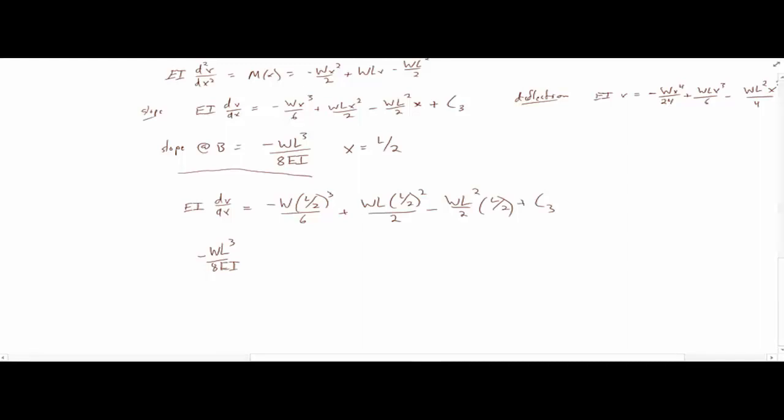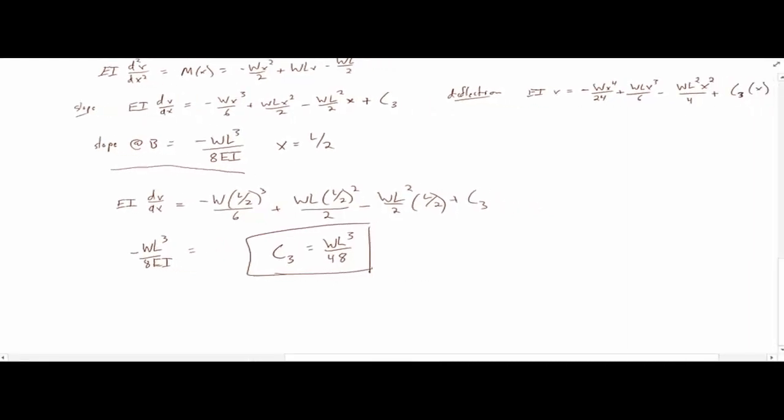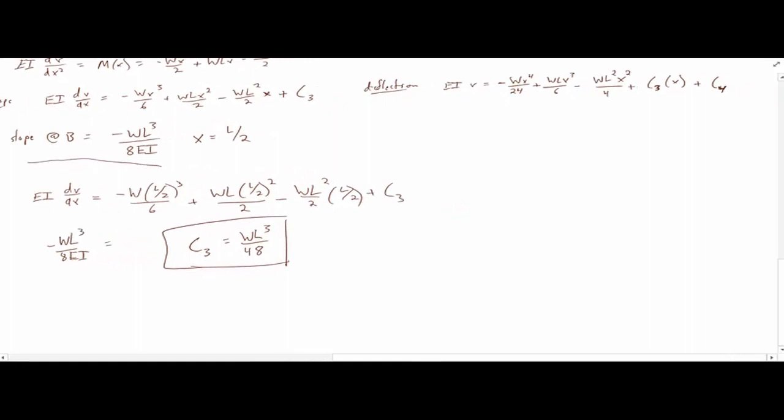So using that and condensing this down, I'm not going to do the algebra for you, but you should be able to get to the value that equals, we'll say C sub 3 is WL cubed over 48, okay? And that's C sub 3. So now we need to do this same thing for deflection, okay? So I'm going to take the C sub 3 value and plug it into this equation here so we can actually solve.